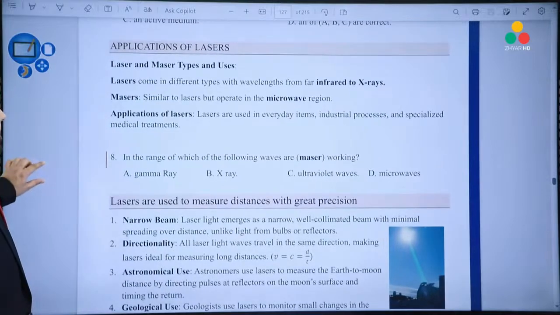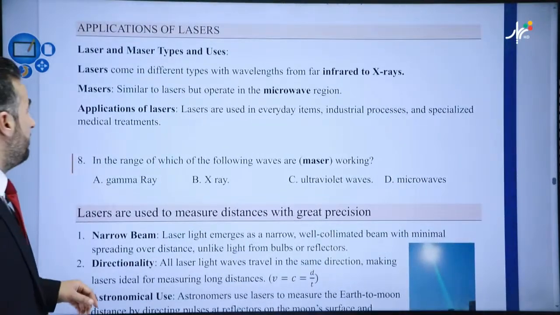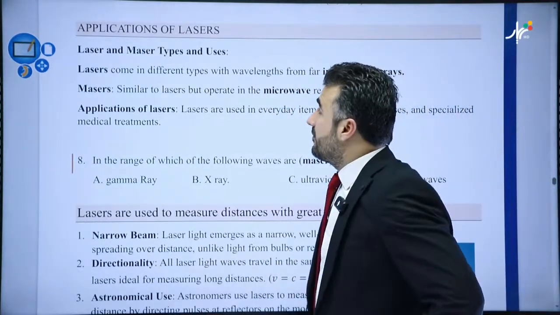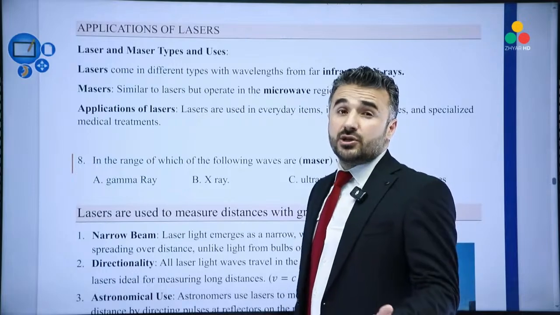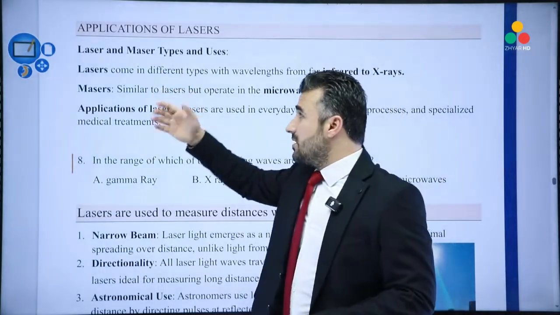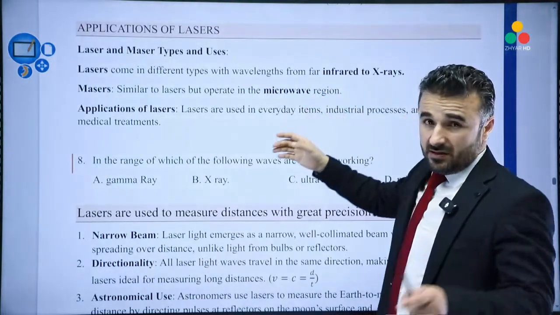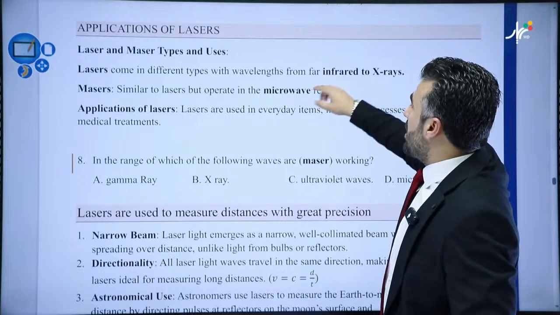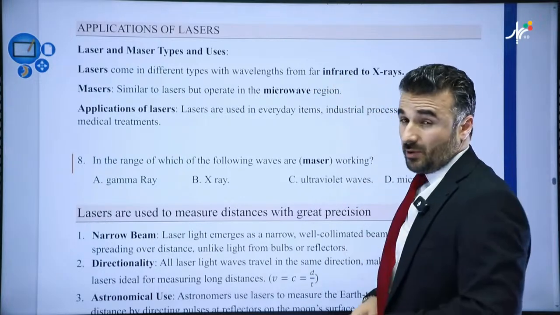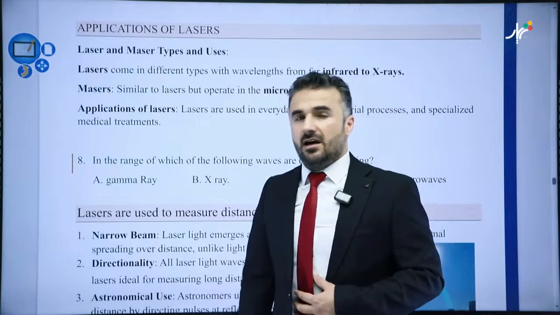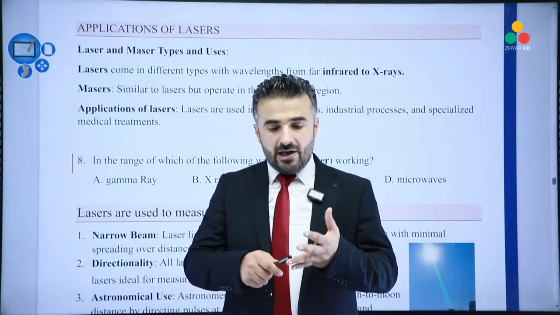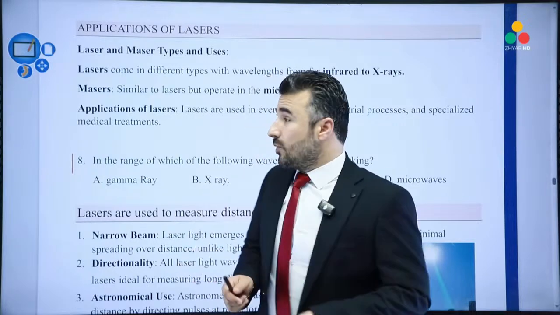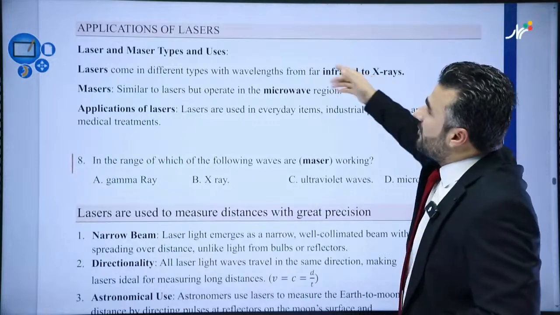Okay, applications of lasers. Now we have lasers, and we have another type called masers. So what is the difference between the two? We're going to clarify, and of course we can talk about laser uses as well. Lasers come in different types with different wavelengths, ranging from infrared all the way to X-ray. Do you remember the electromagnetic spectrum? We have radio, micro, infrared, visible, ultraviolet, X-ray and gamma ray. So ranging from infrared all the way to X-ray, we can have lasers.